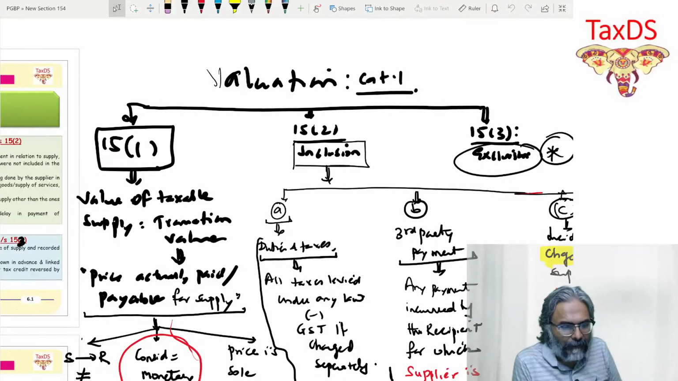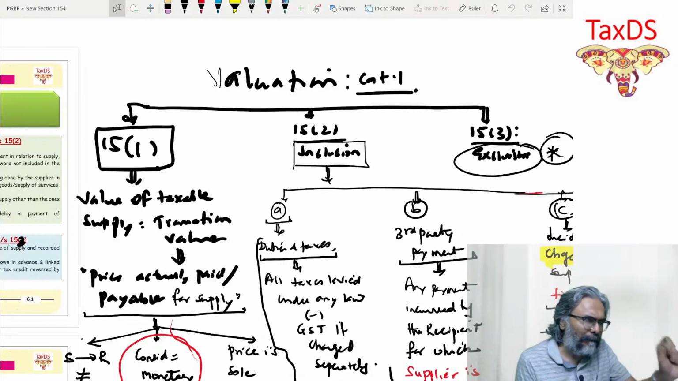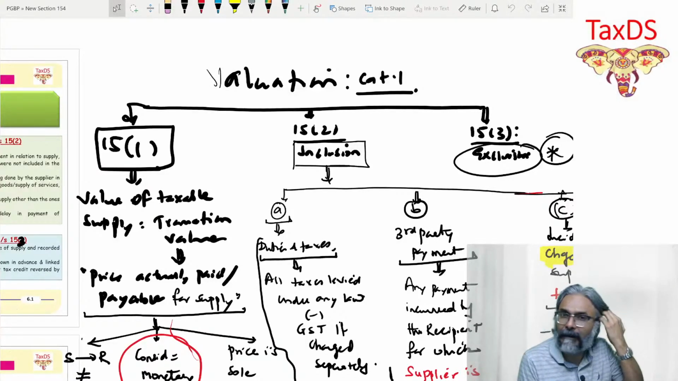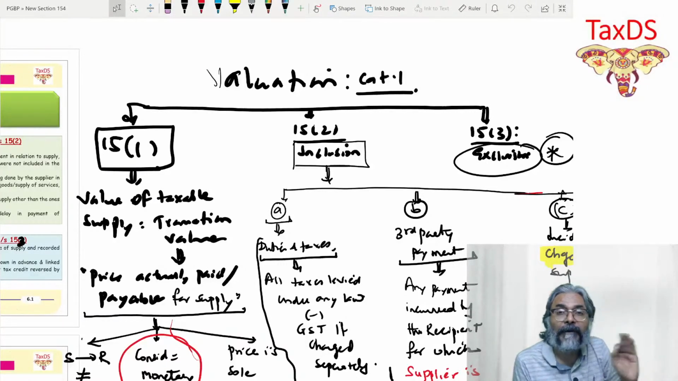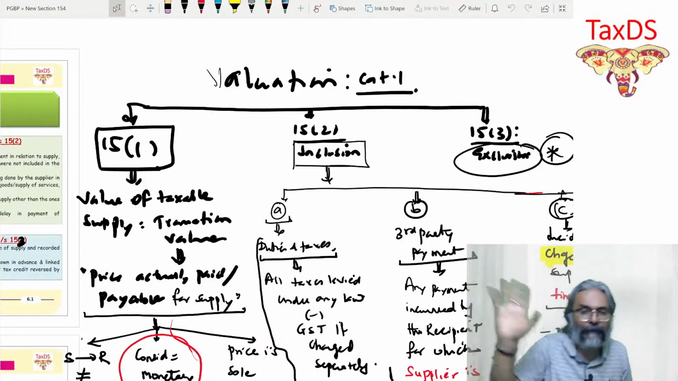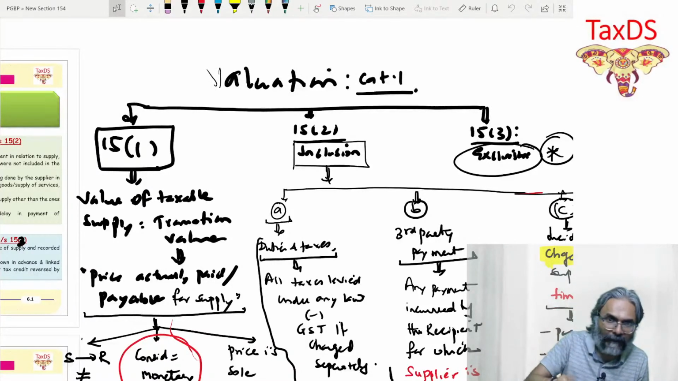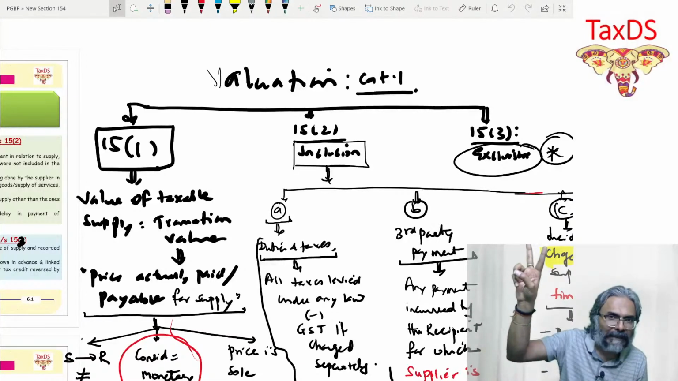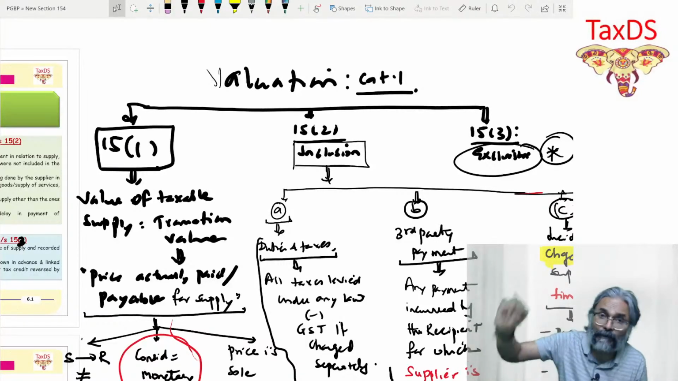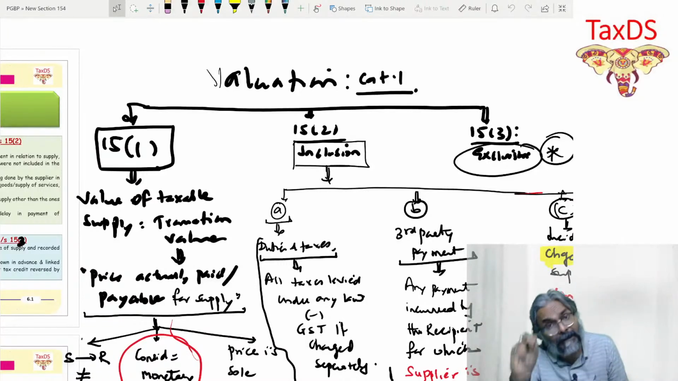15.1. Students, in the first line of your question, when they talk about the price which is charged, for that you have to give your note. In the question, when they say the price is charged, you will have to give the 15.1 note. And what is the 15.1 note? The price which is charged is the transaction value, which is adopted under 15.1, provided two conditions are satisfied. I've given you three, but at least you will write two. Which are those two conditions? The supplier and the receiver are not related persons, and price is the sole consideration.